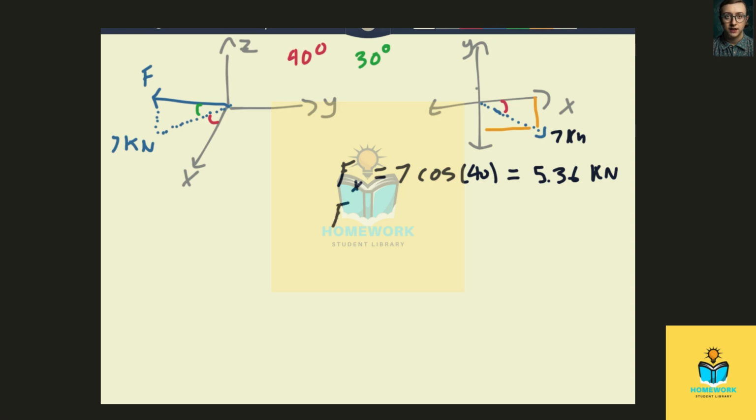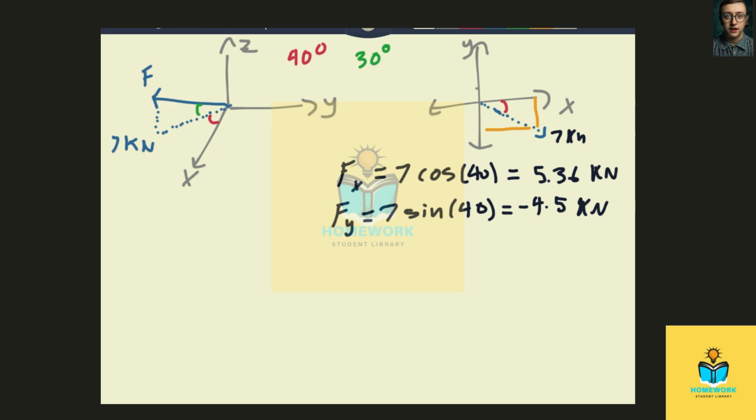For fy, we're going to do 7 times sine of 40 degrees. And I'm going to plug this into a calculator as well, you should get 4.5 kilonewtons. And if you look at our little diagram, the force is going in the negative y direction, right? So we have to throw our negative in there as well. So we have fx and fy, and now we have to shift our attention back to the 3D plane.